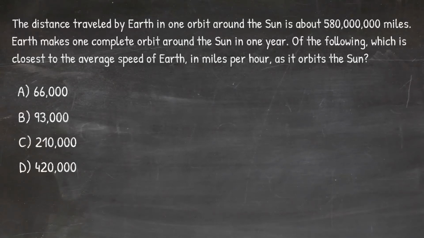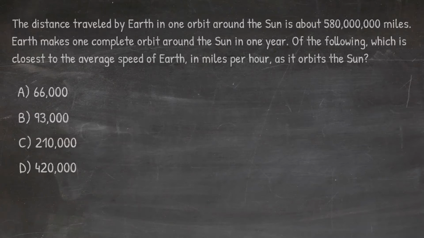The distance traveled by Earth in one orbit around the Sun is about 580 million miles. Earth makes one complete orbit around the Sun in 1 year. Of the following, which is closest to the average speed of Earth in miles per hour as it orbits the Sun? The problem may seem somewhat convoluted here, so let's try to break it down.